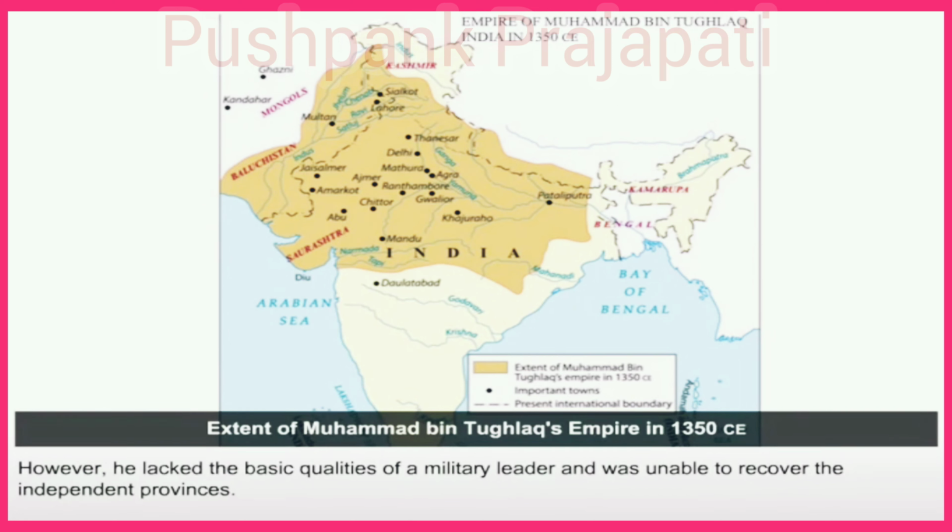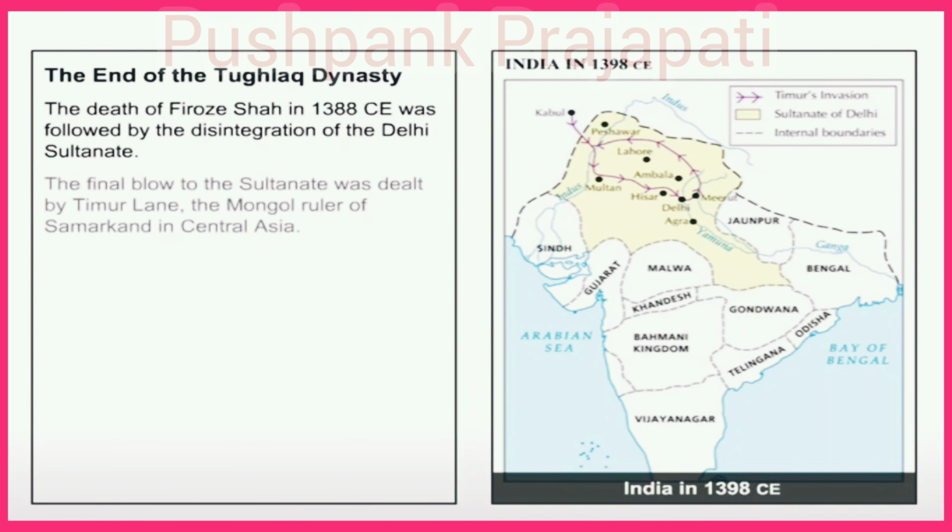The end of the Tughlaq dynasty. The death of Firoz Shah in 1388 CE was followed by the disintegration of the Delhi Sultanate. The final blow to the Sultanate was dealt by Timur Lane, the Mongol ruler of Samarkand in Central Asia.